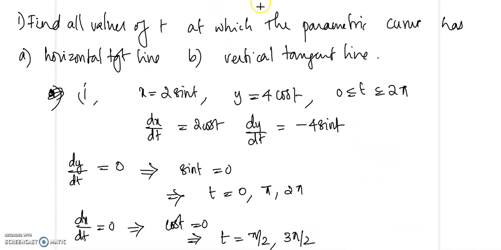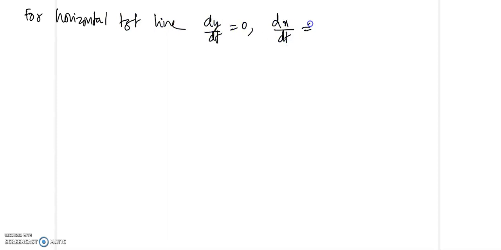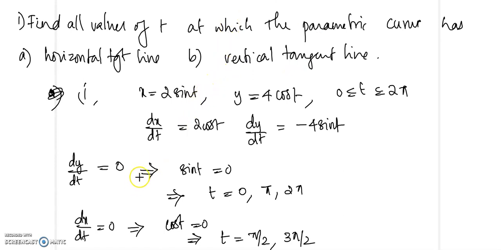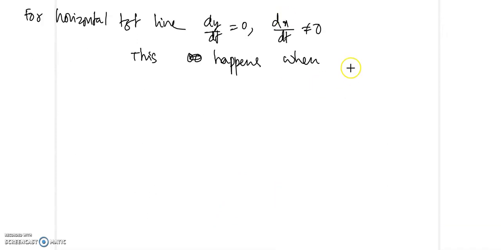Now let us look at the condition for horizontal tangent line. For a horizontal tangent line, we must have dy by dt equal to 0 and dx by dt must be not equal to 0. This happens when dy by dt is 0 at t equal to 0, pi, 2 pi, and at these points we know that dx by dt is non-zero. So this happens when t is equal to 0, pi and 2 pi.